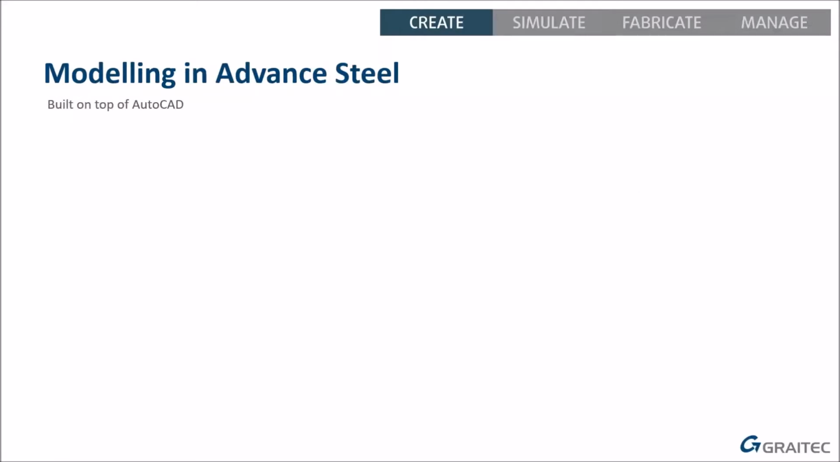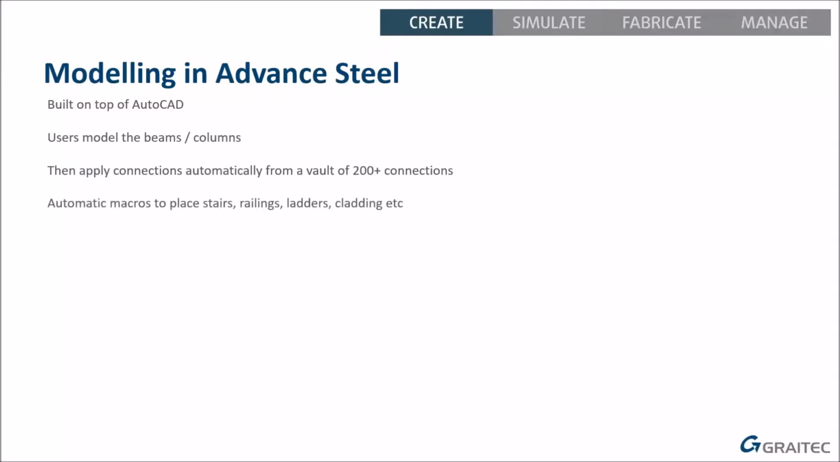Now I did just mention that a second ago in that example. If you're new to Advanced Steel, it is built on top of AutoCAD. If you are modeling things, users do just model the beams and columns as you would do in Revit. Then we can look to apply the connections from a vault of 200 plus connections. And then we've got automatic macros to place stairs, railings, ladders, purlins, anything that is a structural steel element or an architectural metalwork element, sorry. We can place those automatically in Advanced Steel.